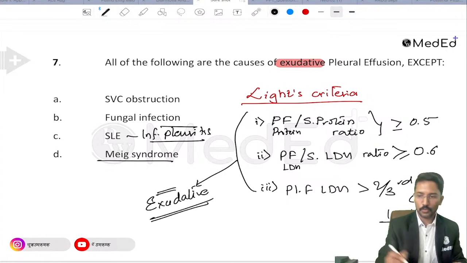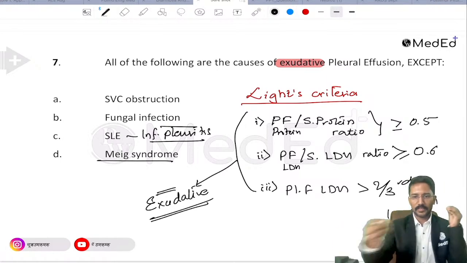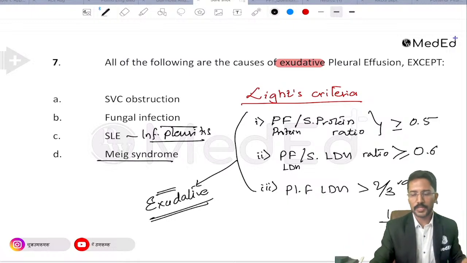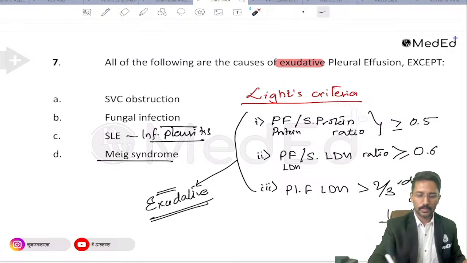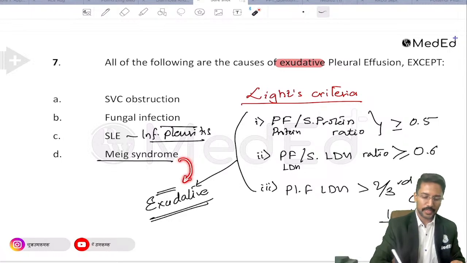Okay, what is Meigs syndrome? What is Meigs syndrome? Gynecology connects with medicine in Meigs syndrome, right? What is Meigs syndrome? Ovarian fibroma associated with ascites and pleural effusion, right? That also is going to be exudative.